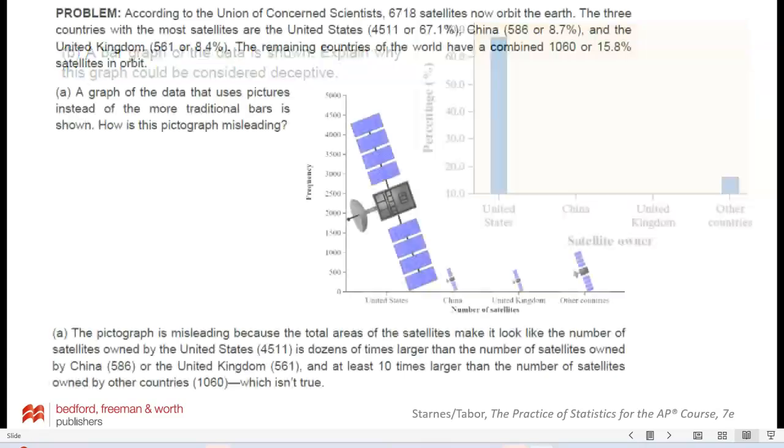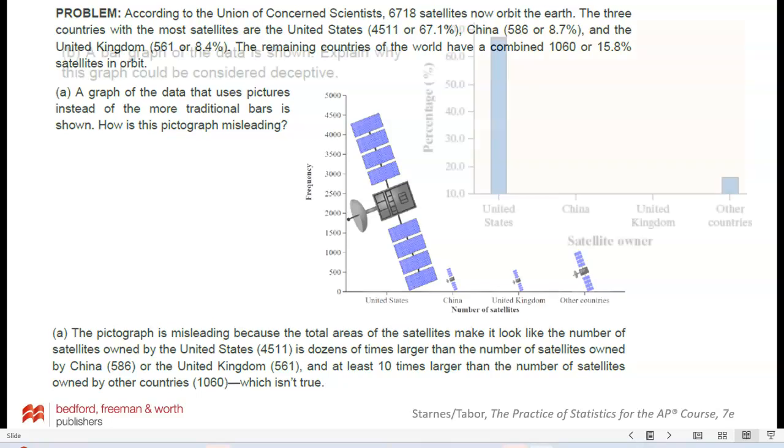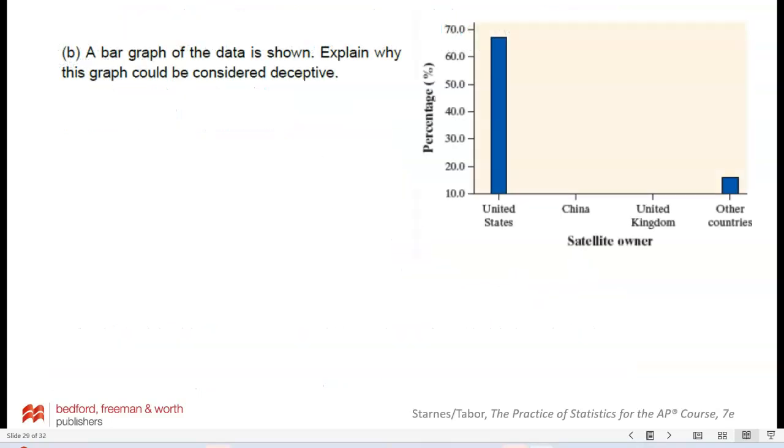Here's another bad graph. Same data as what we just had there, graphed differently. And it's kind of weird. I thought there was at least a small amount for China and the United Kingdom, but I don't see anything there. So what they did differently, I don't know if you notice it, but you need to notice this kind of stuff.